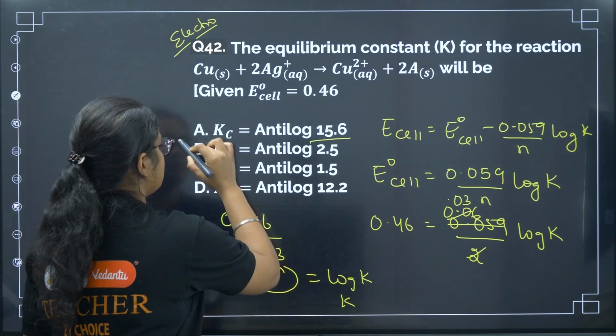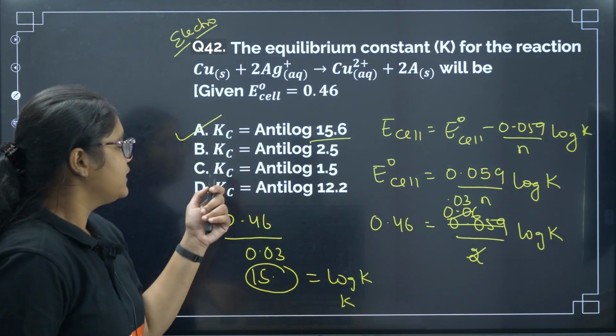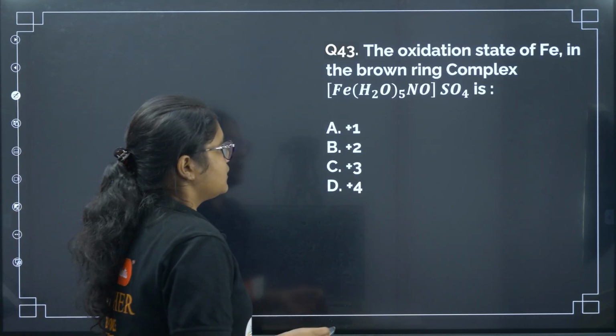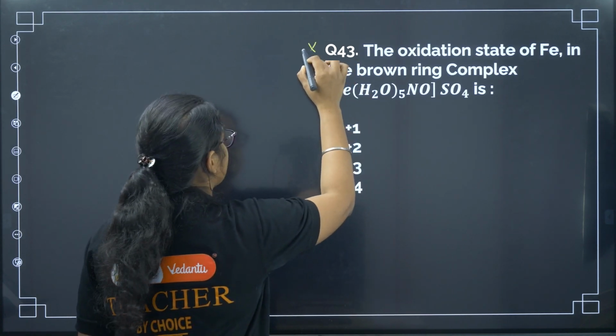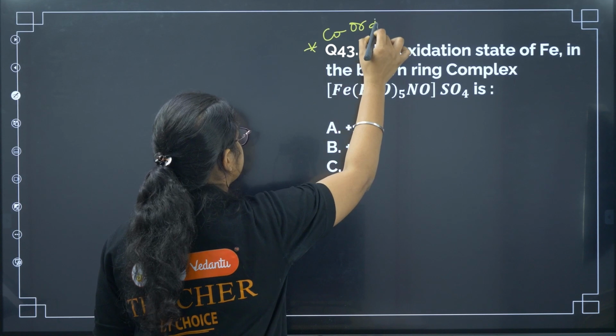So that is your 15.6, option number A. Okay. Easy question again. Next one. The oxidation state of Fe in the brown ring complex is. Okay. This one is an important question from coordination compounds.